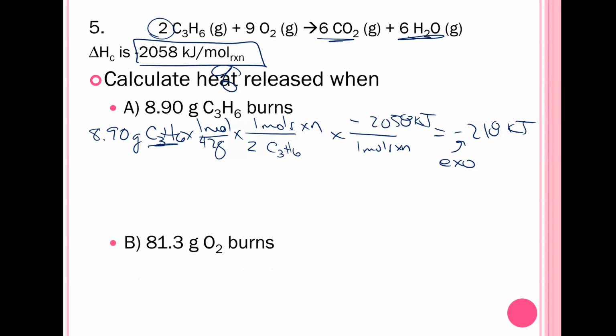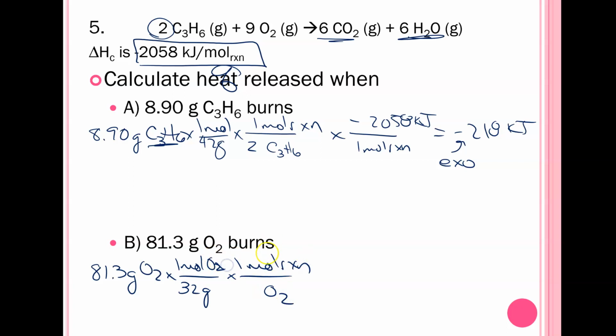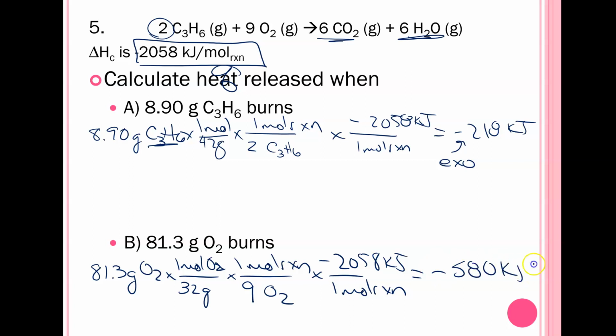All right, so if I was to do this one, same idea. I'm going to start with my 81.3 grams of oxygen. First thing I do is change into moles of oxygen, O2. Then I'm going to put oxygen on the bottom, and I'm going to convert it into 1 mole of the reaction. And that is a coefficient of 9. And then 1 mole of the reaction is negative 2058 kilojoules. And you get negative 580 kilojoules.